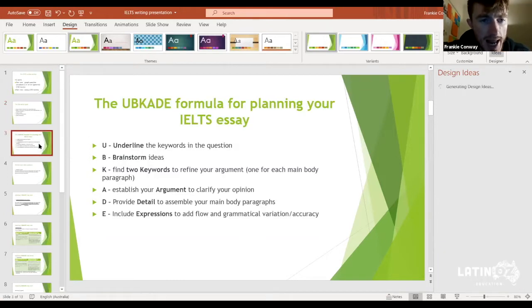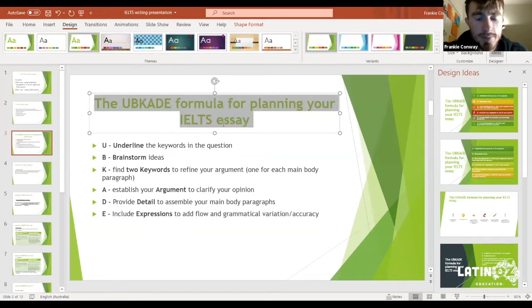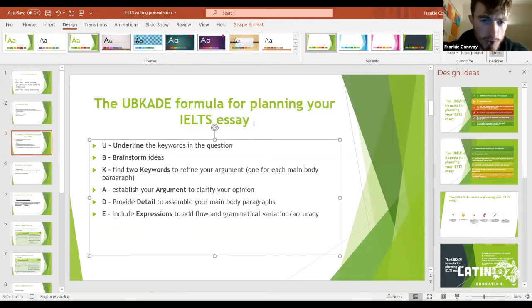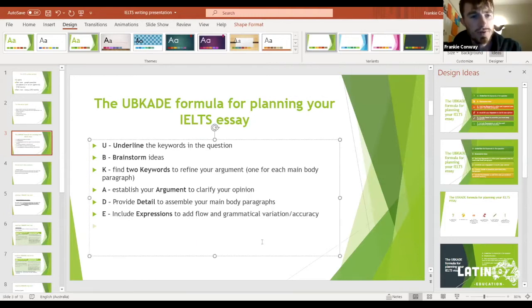So let's look, guys, at how I would plan my IELTS essay. So this slide is looking at how I would plan my IELTS essay. So I receive a question in the exam. What's the first steps that I take? So I've devised, guys, a little acronym, UBCADE, that could be useful for you. And it's one way to think about planning that essay.